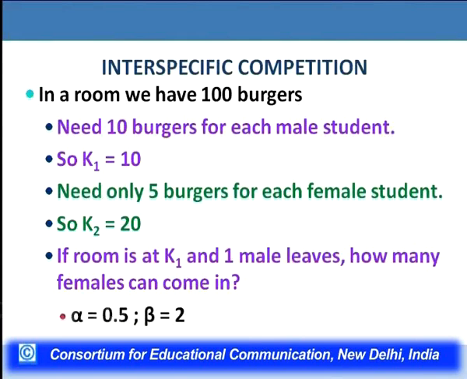So here we can see what exactly alpha and beta mean. Beta is equal to 2. What does it mean? I am repeating it again. It means that 2 individuals of female are equivalent to 1 individual of male, because 1 female can only eat 5 burgers, whereas 1 male can eat 10 burgers. So beta is 2, whereas 1 male can eat 10 burgers and a female can eat only 5. So 1 male is half of a female in this sense, that is alpha is equal to 0.5. So this is how the competition coefficient can be used to convert individuals of one species to another species.